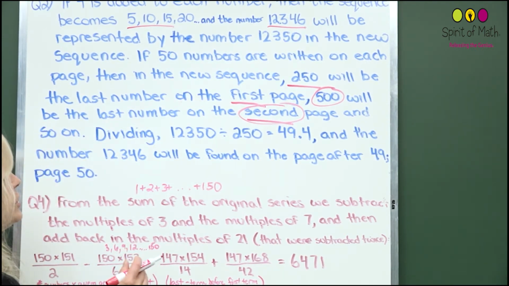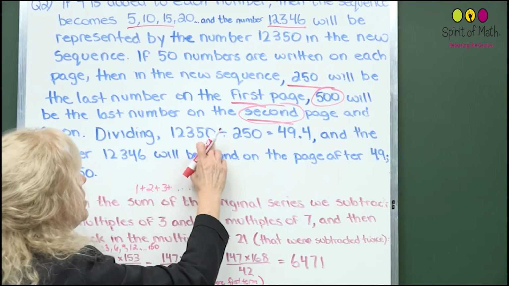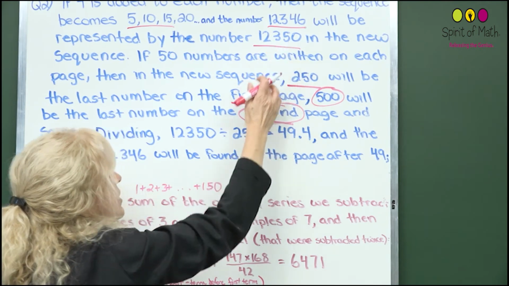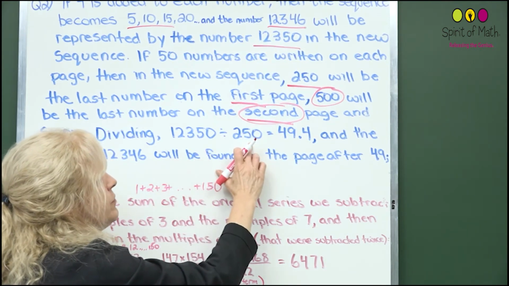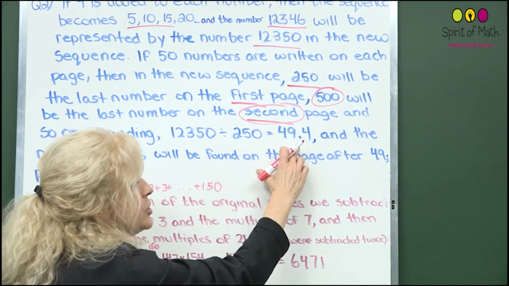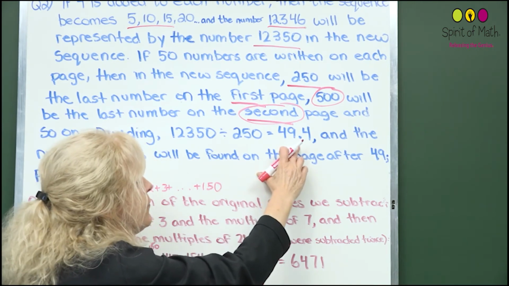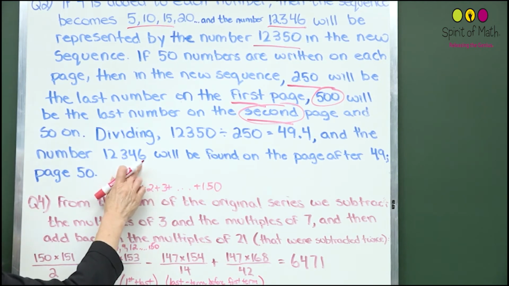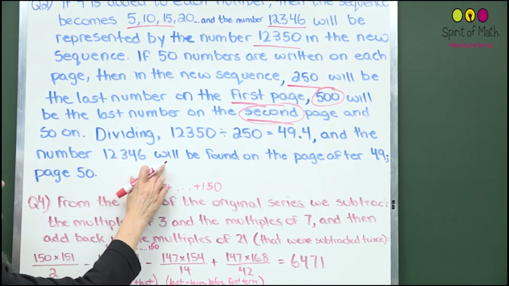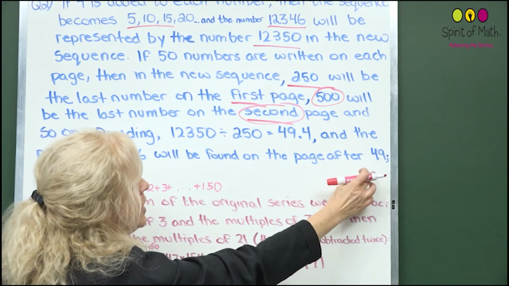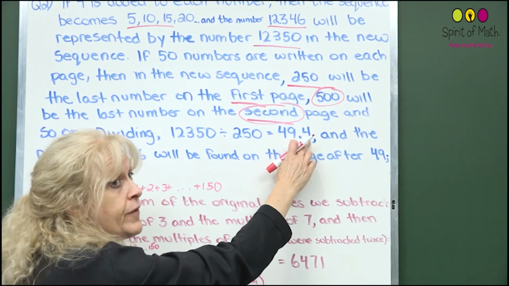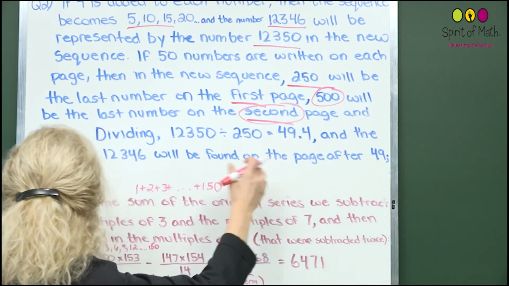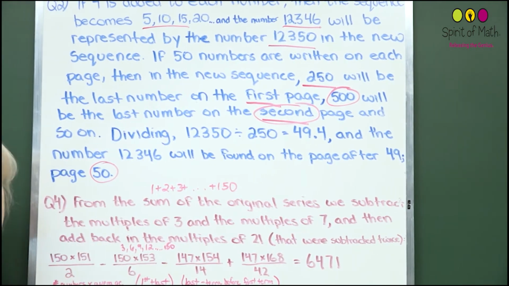So what you want to do then is divide this number, 12,350 by 250, because that will tell you the number of pages. So that gives you 49.4. And the number 12,346, therefore, will be found on the page after 49, because this is 49.4. So it's the same idea. It's going to be on the next page, and that would be page 50, and that's your answer.